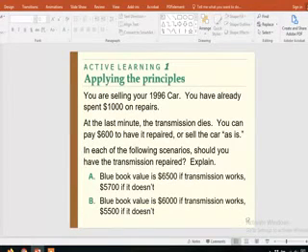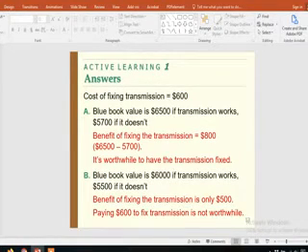And here is one activity. You want to sell a 1996 model car and you have already spent $1,000 on repairs. At the last minute you see the transmission dies. You can pay $600 for the repair or you sell as is. In scenario 1, the blue book value is $6,500 if the transmission works, and $5,700 without. In scenario 2, the blue book value is $6,000 if the transmission works, and otherwise $5,500. The cost of fixing the transmission is $600.